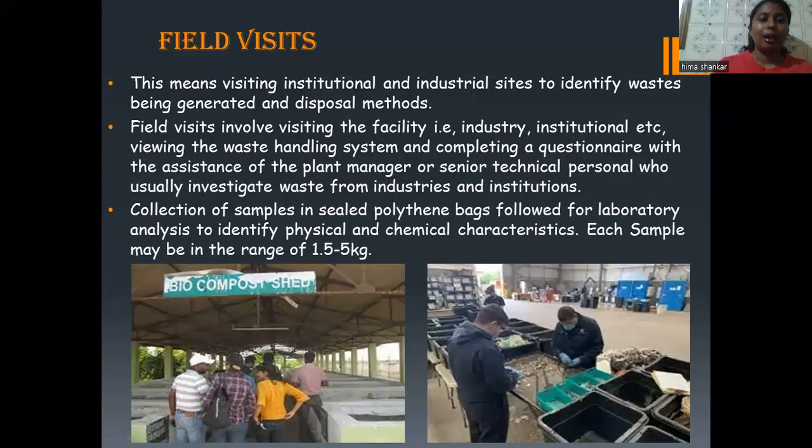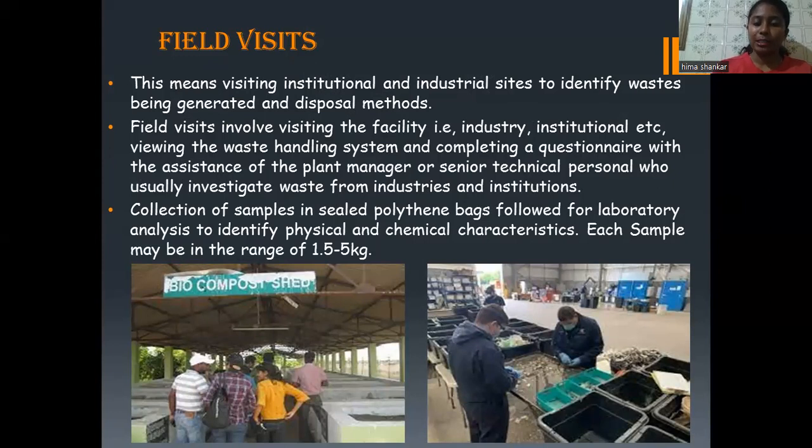Then the field visit. A field visit is a very important aspect of the waste stream assessment, where a person goes to a field with an authority member, like industries and institutions, to view the waste handling system, and questions the assistant of the plant manager or a senior technical person about what steps are taken for the disposal or managing of waste and segregation of waste.